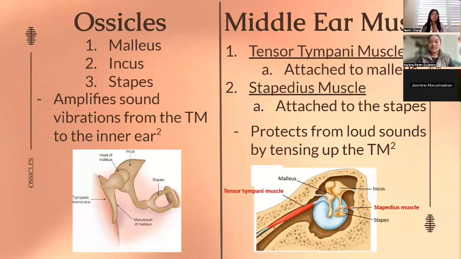Next, the ossicles consist of the malleus, incus, and stapes, which all help to amplify sound from the tympanic membrane to the inner ear. The middle ear muscles are the tensor tympani muscle, which is attached to the malleus, and the stapedius muscle, which is attached to the stapes. Our middle ear muscles function to help protect us from loud sounds by tensing up the tympanic membrane and blocking sound transmission.